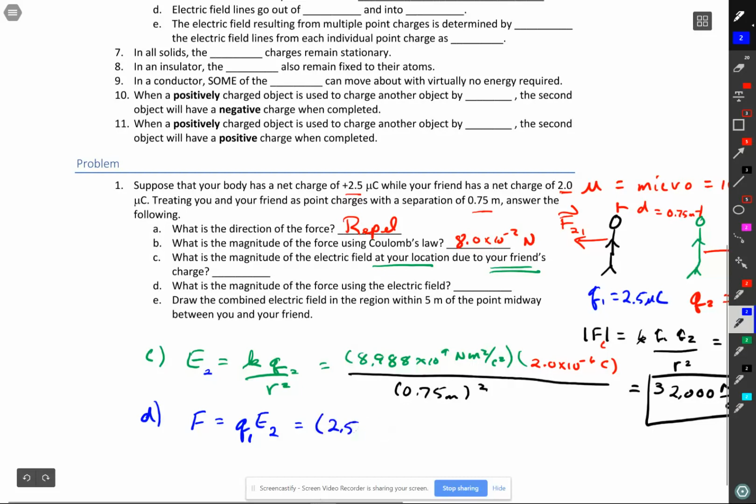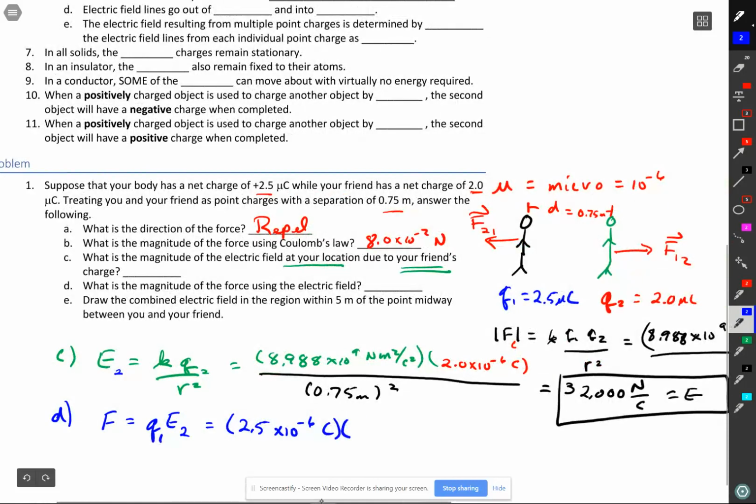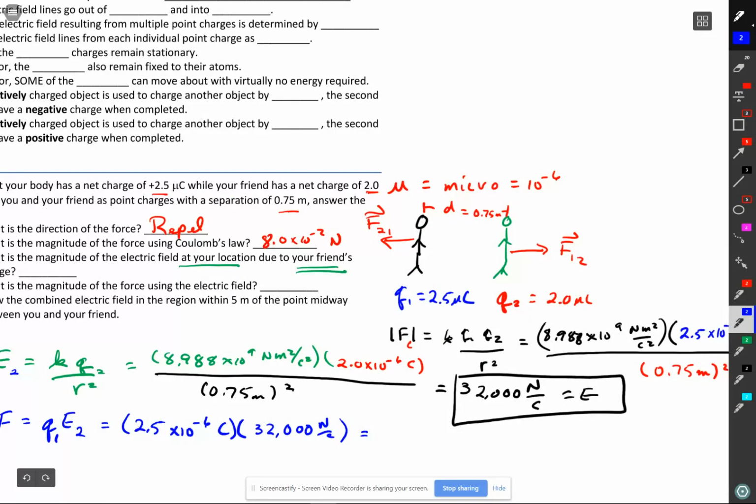Let me put times 10 to the minus 6 there. And then the electric field due to the second charge, 32,000 newtons per coulomb. And that will equal 32, it'll equal 8.0 again, 8.0 times 10 to the minus 2 newtons.